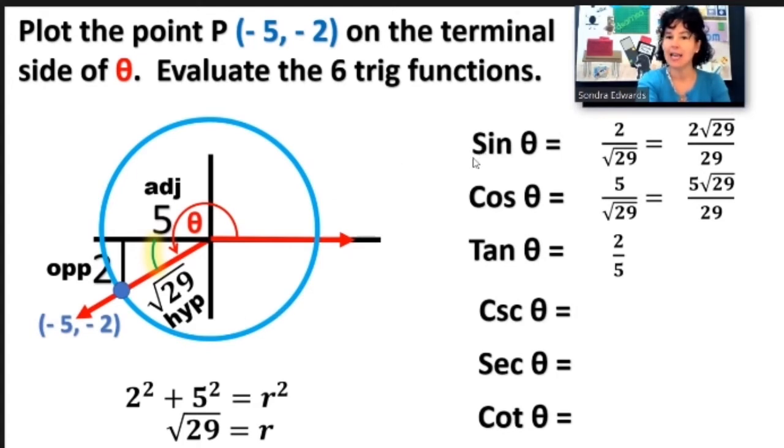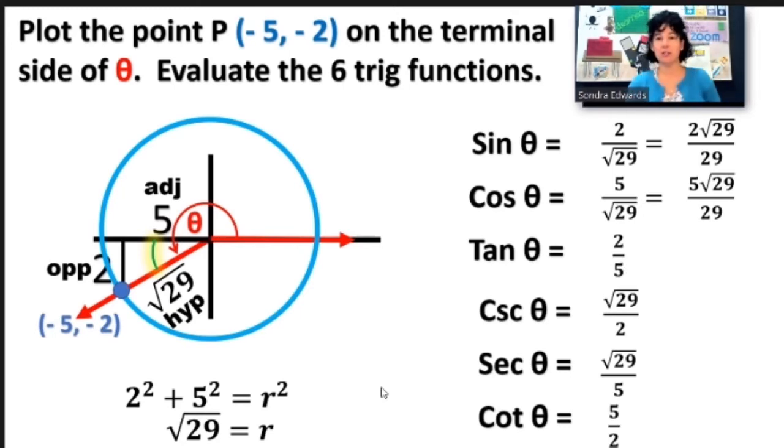After we've got these 3, we just use the reciprocal identities. And so sine and cosecant are reciprocals. So I'm just going to take the answer to sine and flip it over to get the answer to cosecant. So we end up with root 29 over 2. The reciprocal to secant is cosine. So I'm just going to flip over the answer to cosine to get the answer to secant. And lastly, cotangent's reciprocal is tangent. So if I flip over the answer to tangent, I end up with 5 over 2.